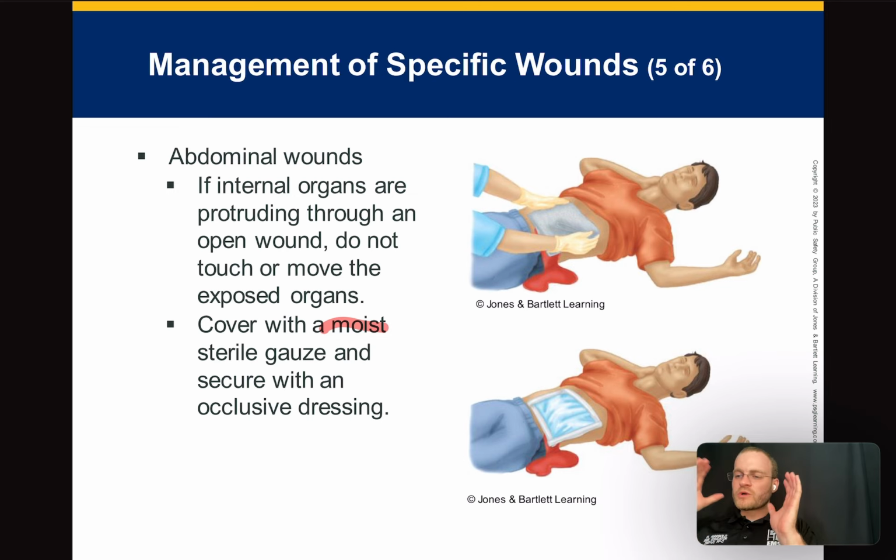So what does that mean? You're going to take your gauze, pour some saline in there and get it wet, moist. You're going to cover that loop of bowel. And then you're going to take an occlusive dressing like a chest seal or a trauma pad, and tape it on all sides. Why is that? You want to keep the tissue warm, wet, and clean. And so we're achieving all of that.